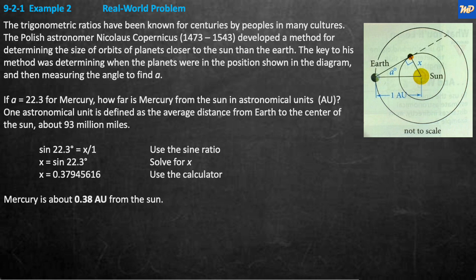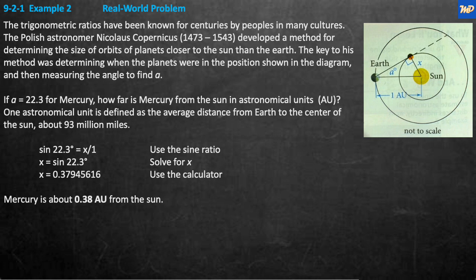One astronomical unit is defined as the average distance from the Earth to the center of the Sun, which is about 93 million miles. So what did they do? You take a look. So we have the angle A we're trying to determine, and we determine that by measuring, and then we want to find out the distance of the planet, Mercury in this case, from the center of the Sun, and that distance is x. And the 1 AU, the one astronomical unit, is from the center of the Sun to the center of the Earth. And we determined that was 93 million miles.